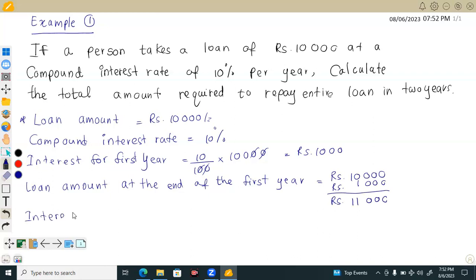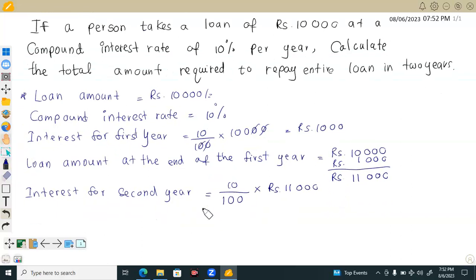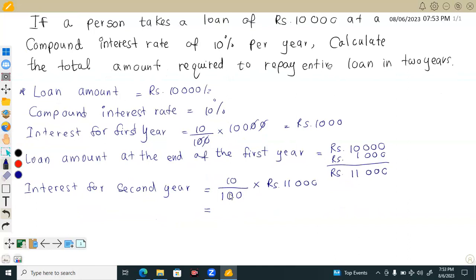Interest for the second year is calculated. If it is 100 rupees, 10 rupees has to be paid. Now the loan amount for the second year is 11,000. That means the loan amount initially taken plus the interest calculated for the first year. Now simplify. It is 1,100 rupees.